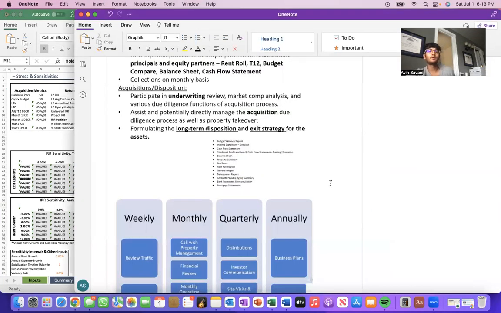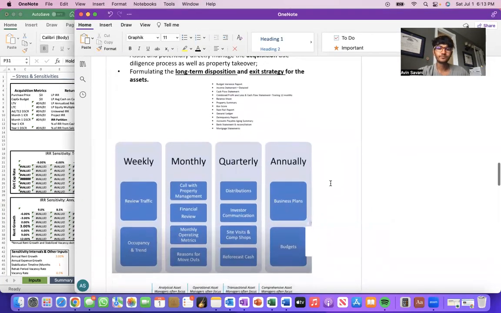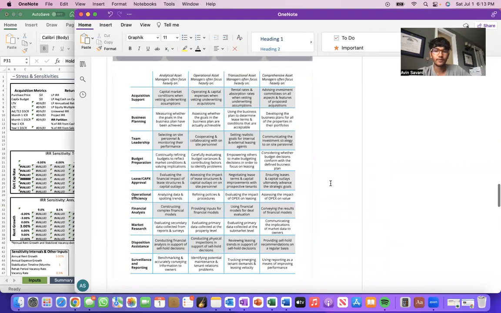So yeah, and kind of going back to the approaches in asset management. You have different types, right? I'll tell you where I kind of stack up in this as well. I'm going to be completely brutally honest about where I fit into this realm of asset management. But basically, you have analytical asset managers, operational asset managers, transactional asset managers, and comprehensive asset managers.